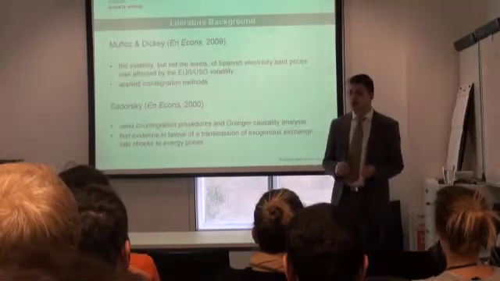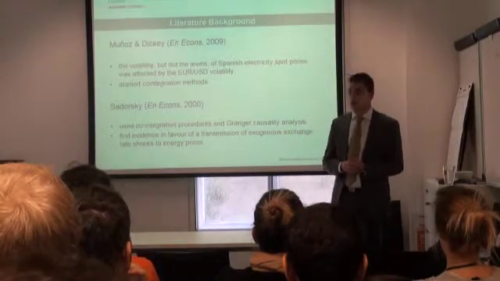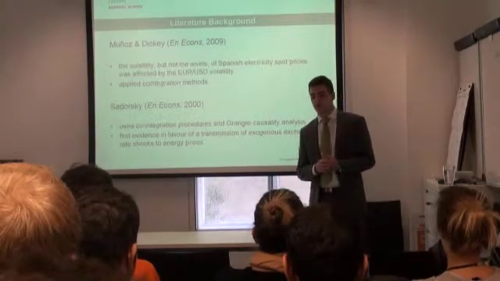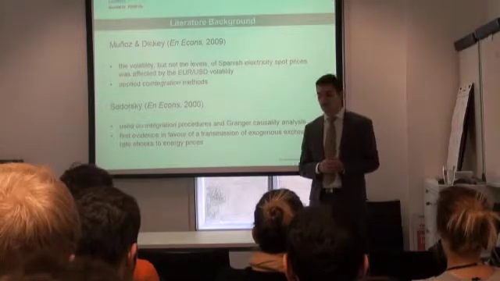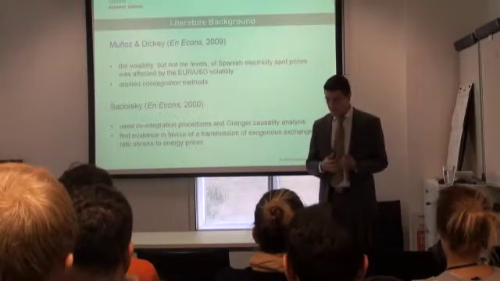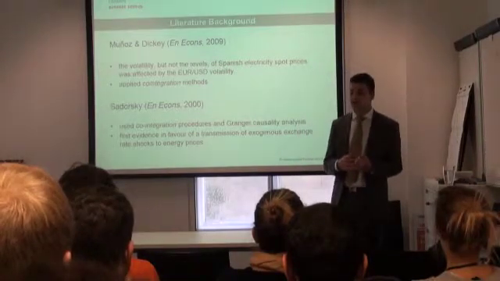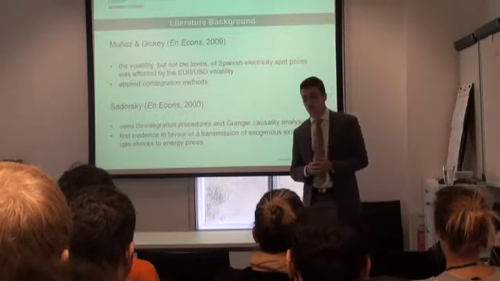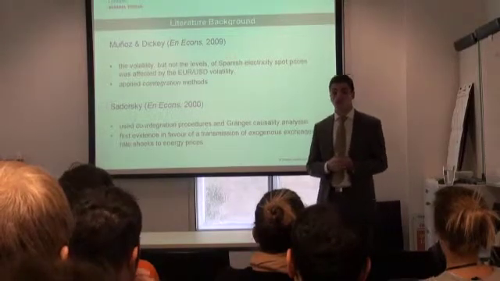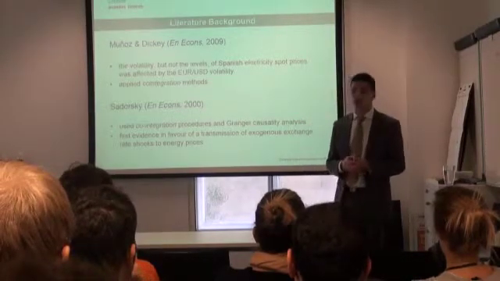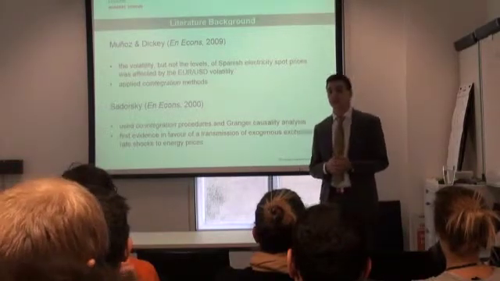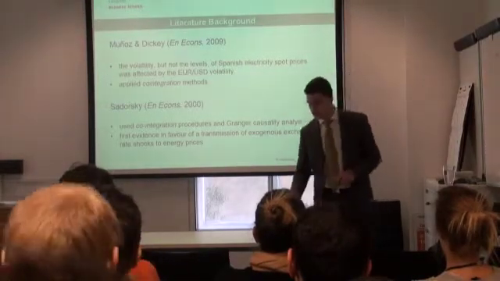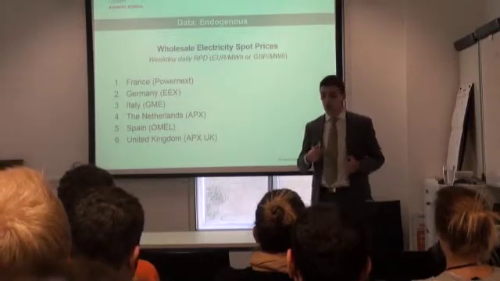So the literature background related to this topic mainly relates to two research papers by Munoz and Dickey in 2009 and Sadorsky in 2000. The first of these papers finds, through the application of co-integration methods, that the volatility, but not the levels, of Spanish electricity prices was affected by the euro-dollar exchange rate, while Sadorsky, also using co-integration procedures as well as applying a Granger-causality analysis, finds the first piece of evidence in favor of a transmission of exogenous exchange rate shocks to energy prices. So what data do we use to carry out this analysis?